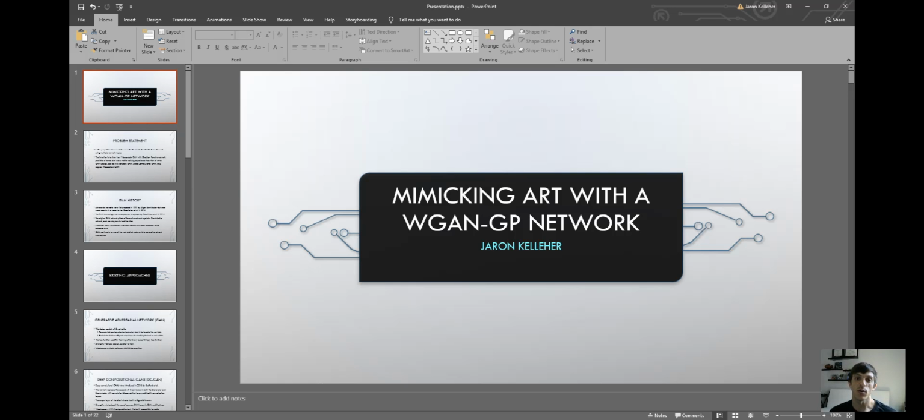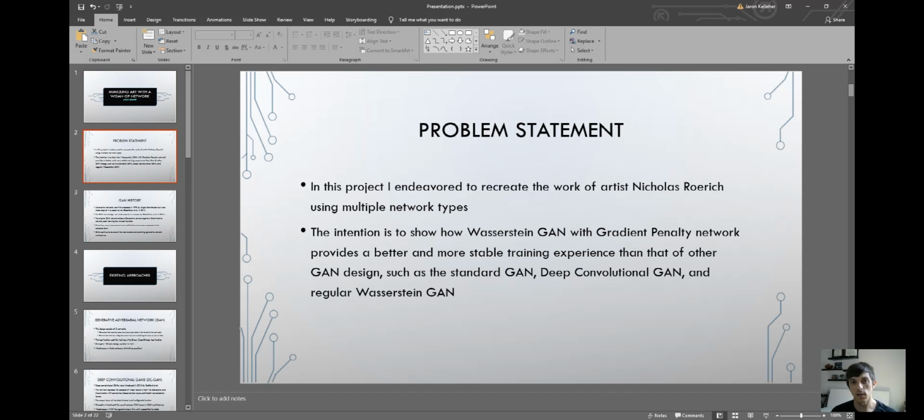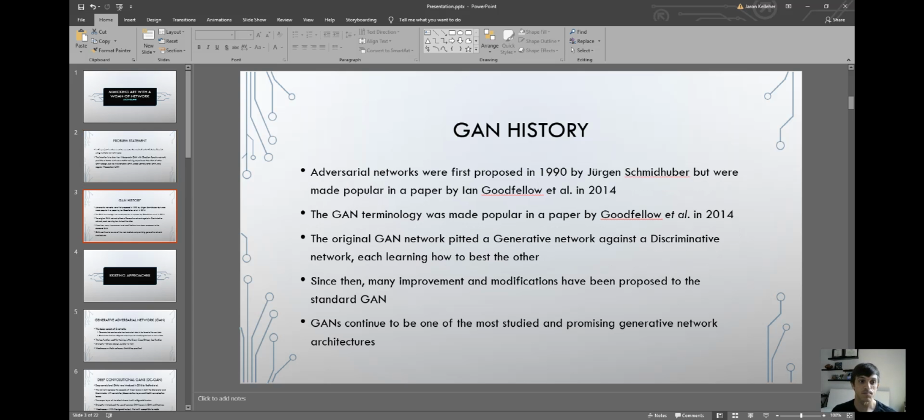Today I'll be going over a project I did this semester on mimicking art with a Wasserstein-GAN with gradient penalty network. Let's begin. So, as I said, I'm looking to recreate the art of Nicholas Roerich using and comparing multiple network types. In this presentation, I'll be comparing the standard GAN, the deep convolutional GAN, the Wasserstein-GAN, and the Wasserstein-GAN with gradient penalty.